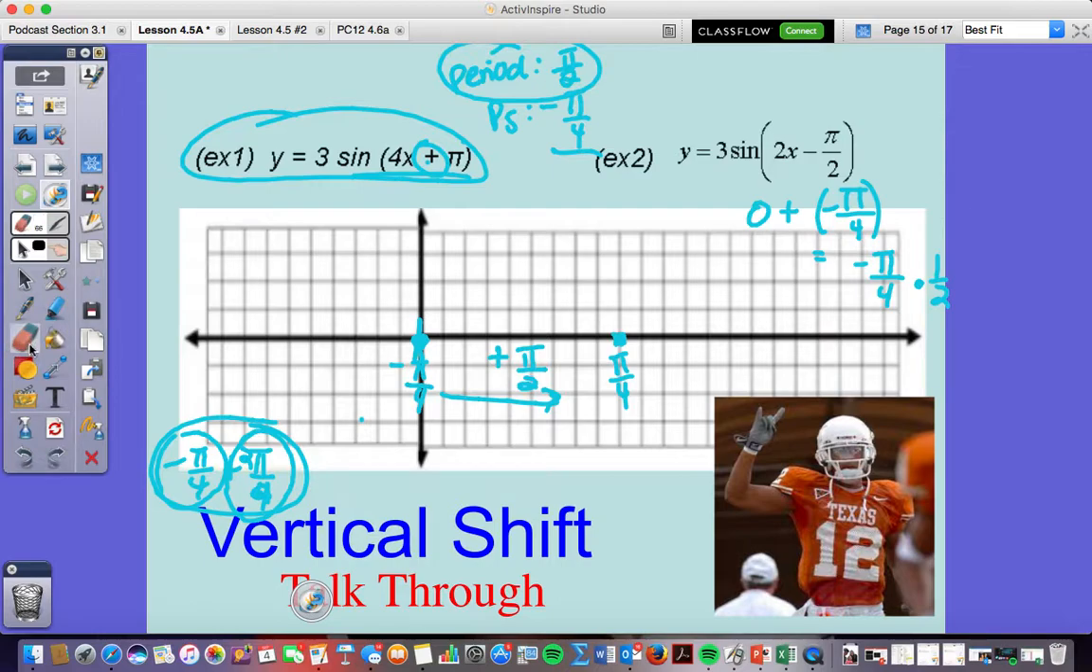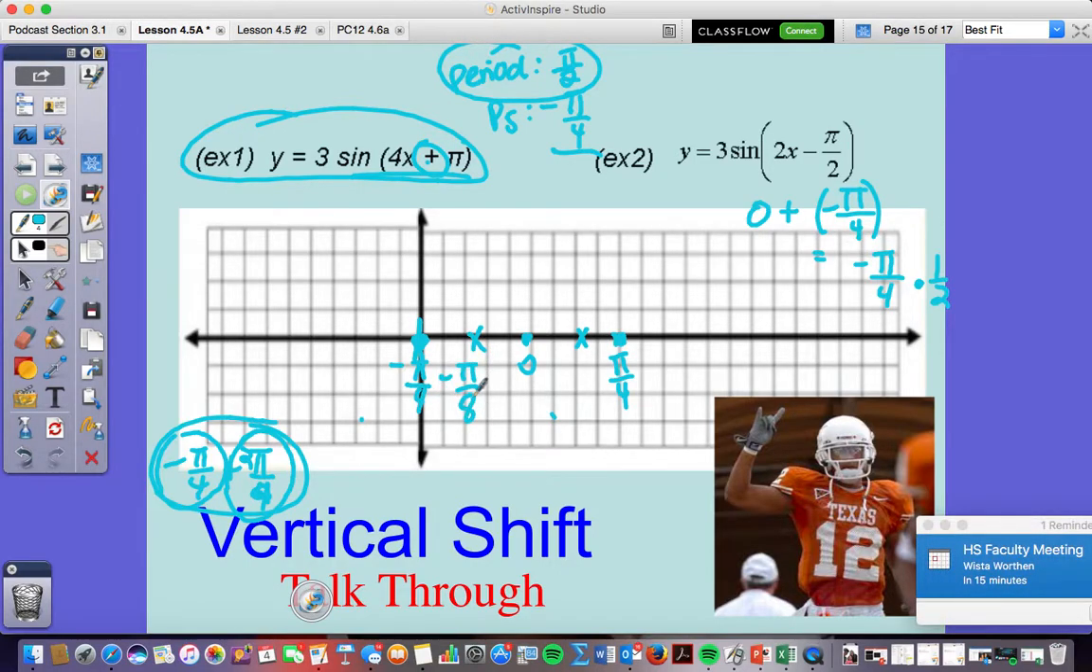What's between negative pi over 4 and pi over 4? What's in the middle here? 0, right? And what would be my quarters here and here? Negative pi over 8 and pi over 8. Cool? So our first point would be negative pi over 4, where I start. I mean, the second point should be 0. Correct. Because what's between negative pi over 4 and pi over 4? That would be 0. Cool.